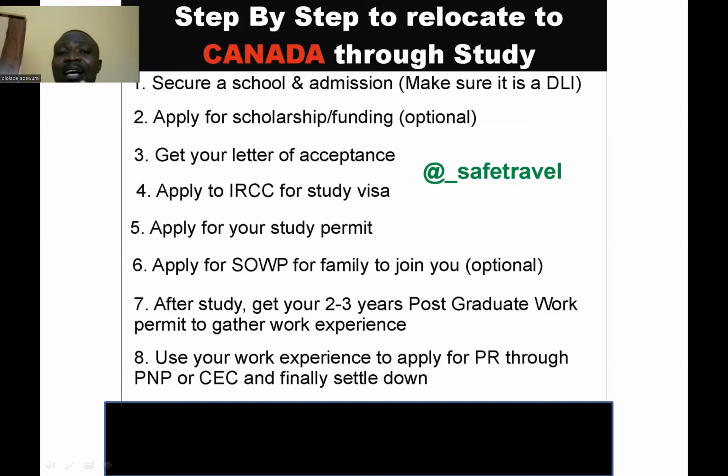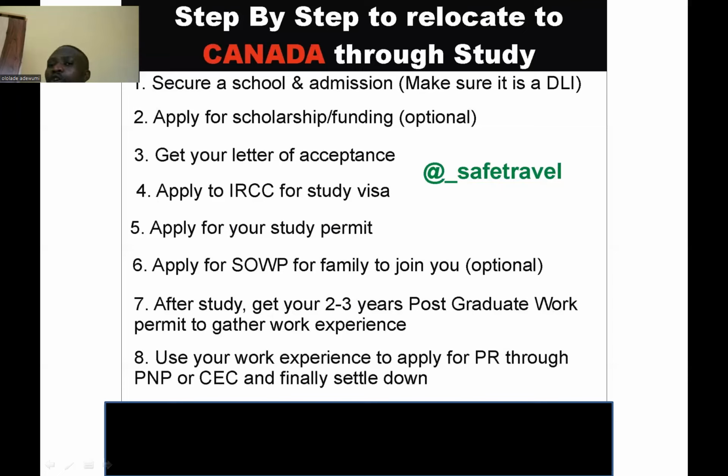And also make sure that the school is postgraduate work permit eligible. PG, postgraduate work permit eligible. When a school is postgraduate work permit eligible, it means you can work after your study. You can secure your work permit after your study. So make sure that the school you are selecting is postgraduate work permit eligible.